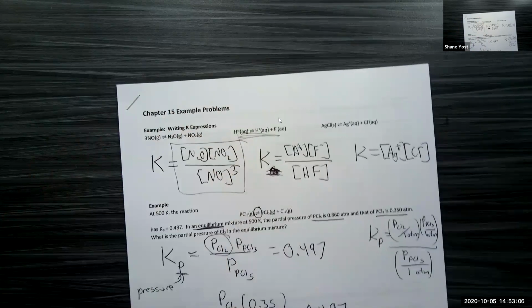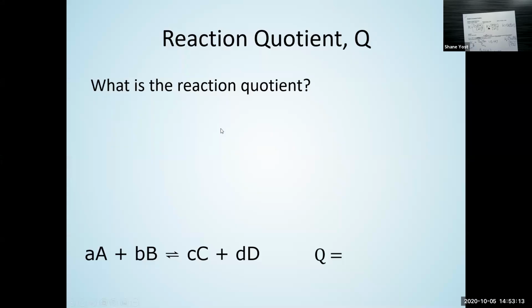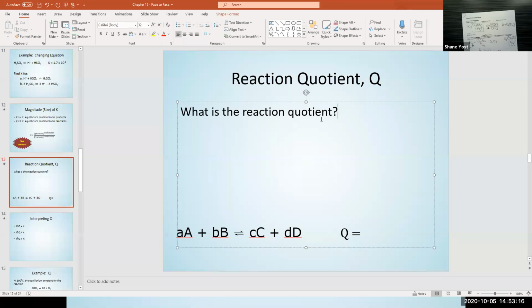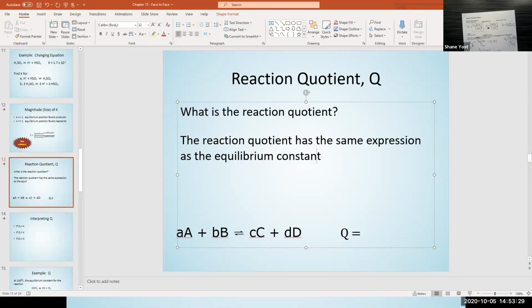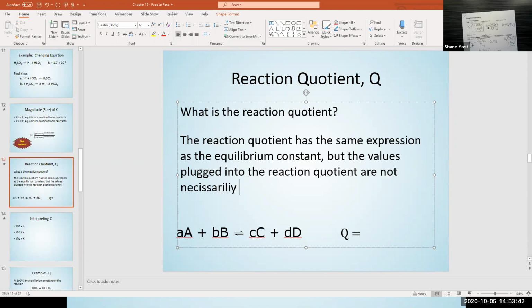The difference between your reaction quotient and your equilibrium constant is that the reaction quotient is the same expression as the equilibrium constant, but the values plugged into the reaction quotient are not necessarily the equilibrium values.